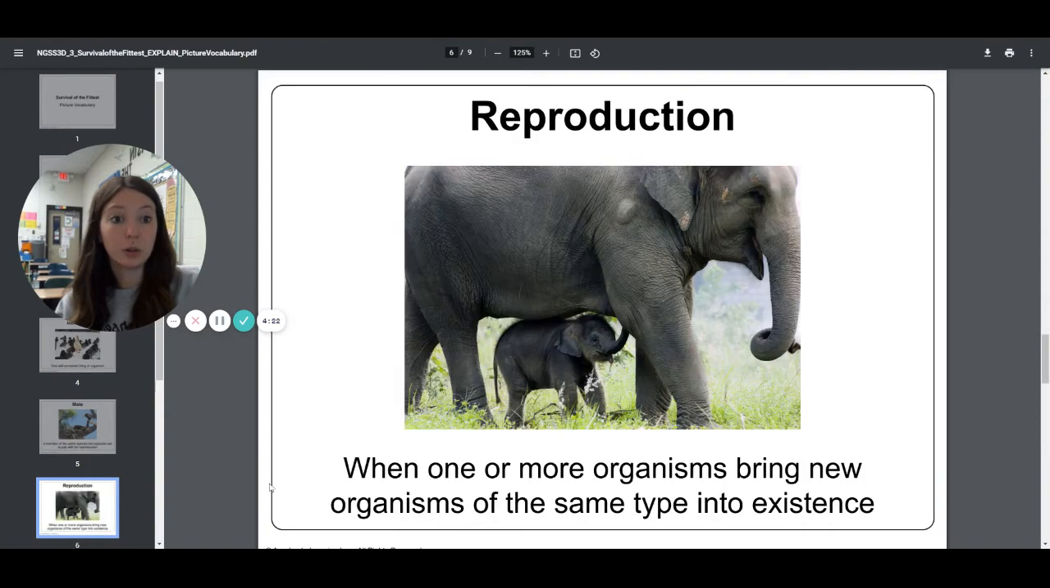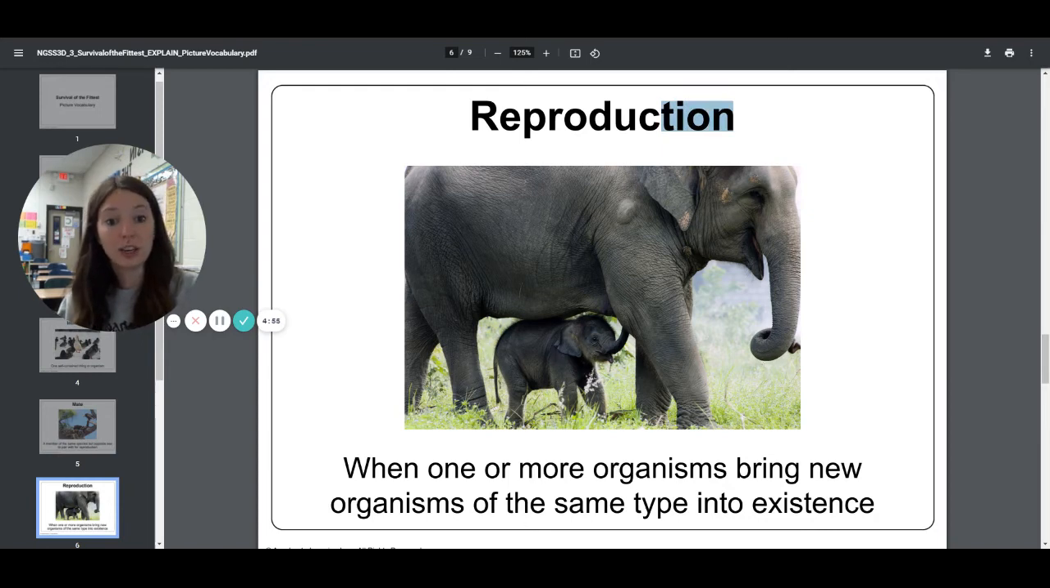Your next word is the word reproduce or reproduction, which is related to the word reproduce. Say the word reproduction. Good. Let's go ahead and do bunny hops as we spell this word together. R-E-P-R-O-D-U-C-T-I-O-N. Reproduction. That shun comes from that T-I-O-N at the end.